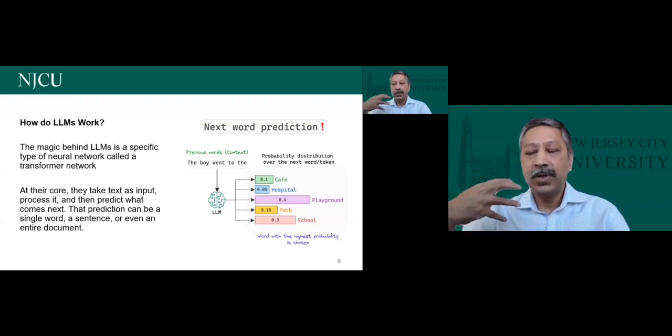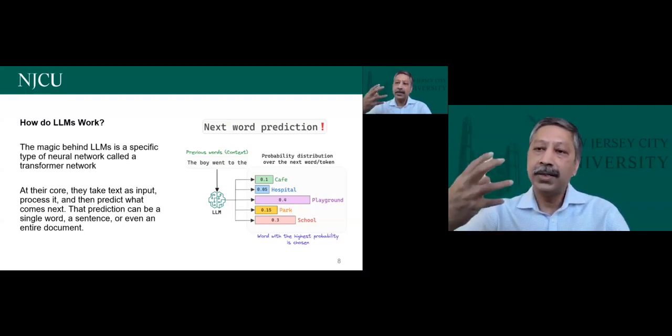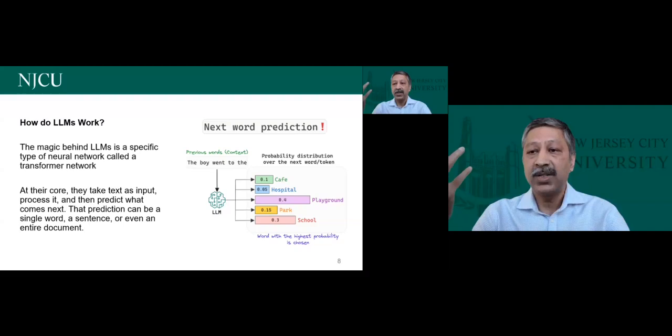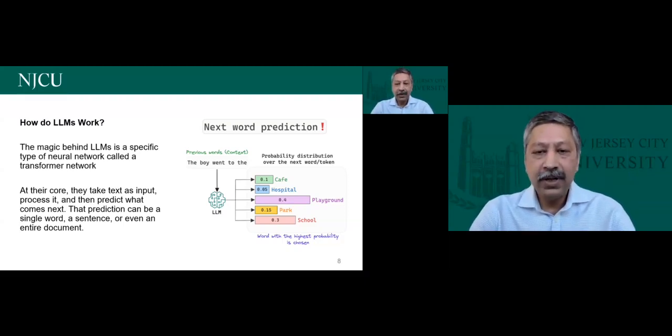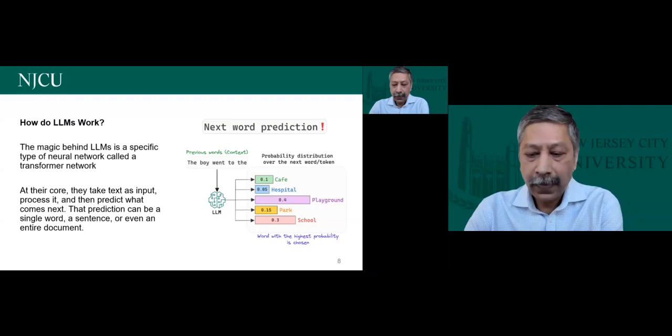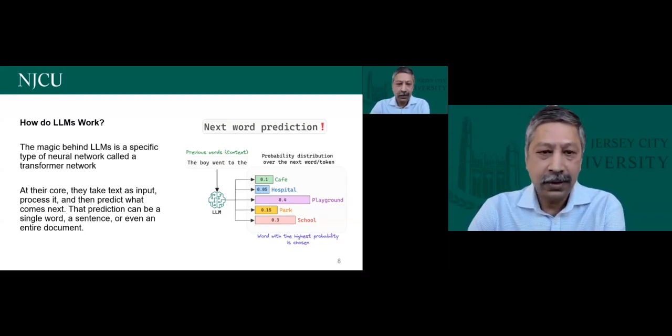And one of the simplest ways it decides to choose the next word is by going with the word that has the highest probability, right? So in this case, playground. So the output it's going to produce is "the boy went to the playground." That at a very fundamental level is what a language model does, right? Any questions so far?